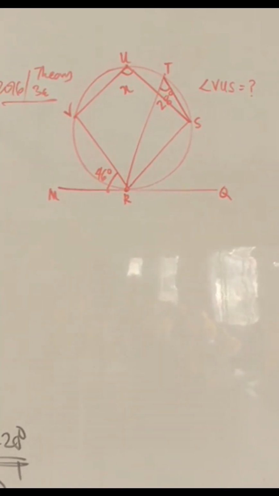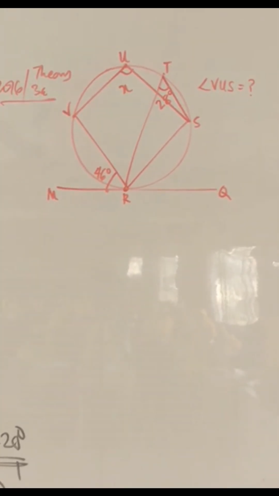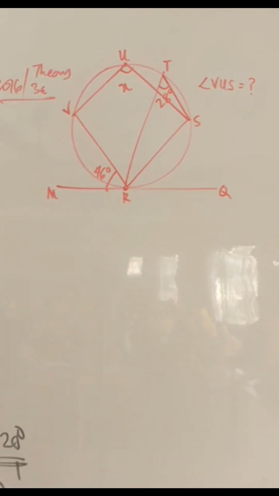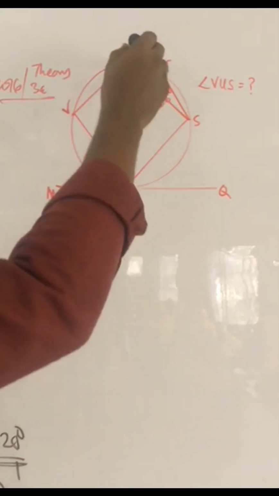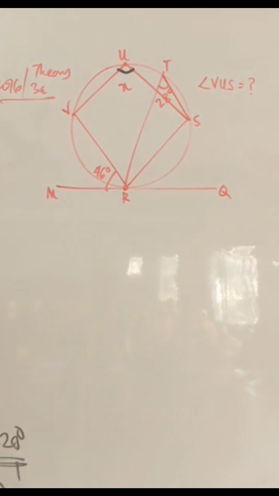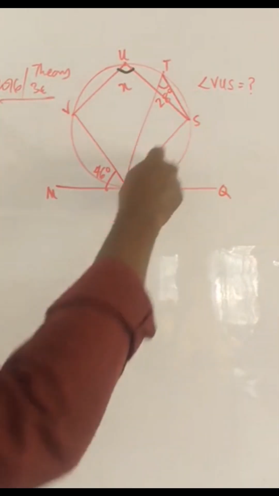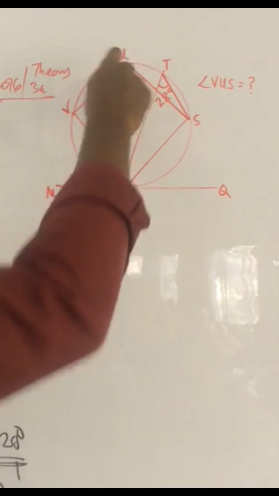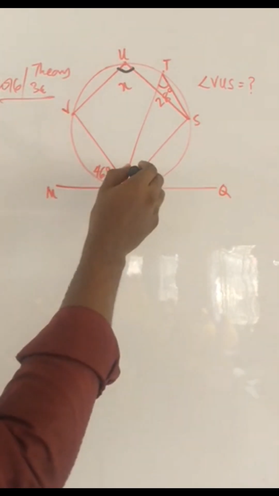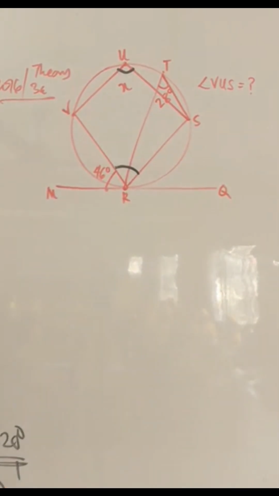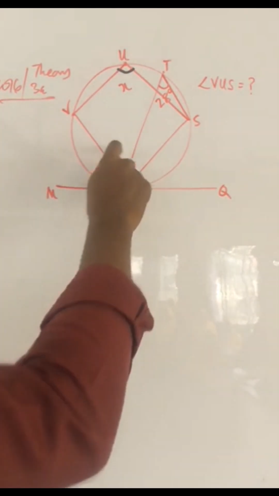Now we have this question from WASSCE 2016 theory 3A. We are told to get the value of angle VUS, this angle labeled X. Now when you observe, this is a cyclic quadrilateral. We can get the value of X if we know the whole of this angle. This plus this gives 180. Question is, how can we get this whole angle?